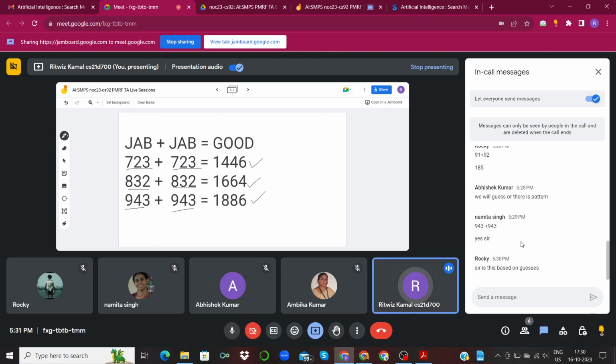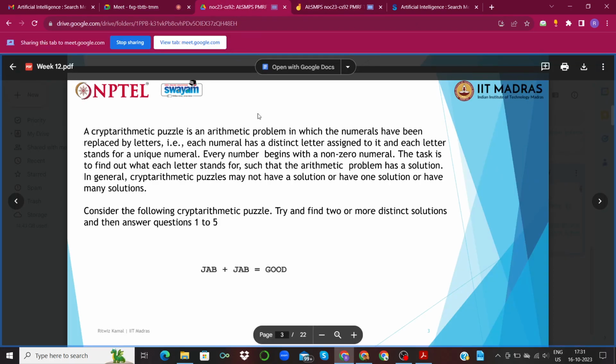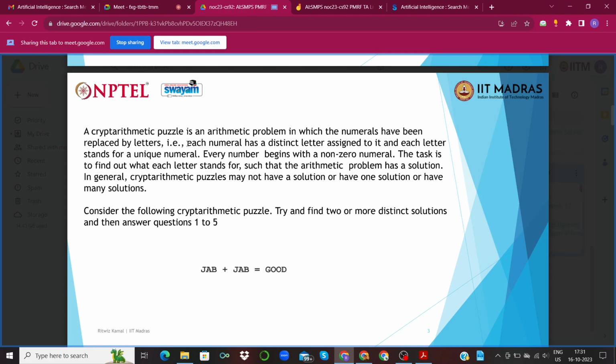Yeah, Rocky. So essentially, this is based on guesses, but you can make some intelligent guesses. You don't have to make a random guess, and that intelligent or informed guess will be based on the problem domain that is given to you. Some of the information in this problem setting that can be helpful is that each numeral has a distinct letter assigned to it, and each letter stands for a unique numeral. So this is one fact, that there is a one-to-one mapping between numbers and letters.